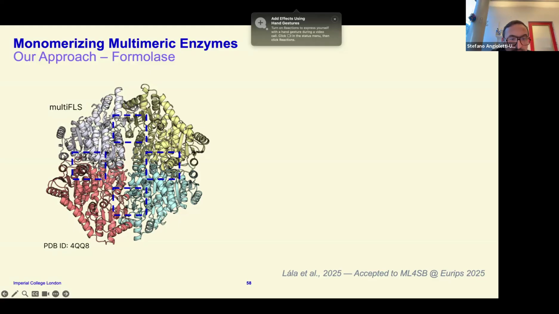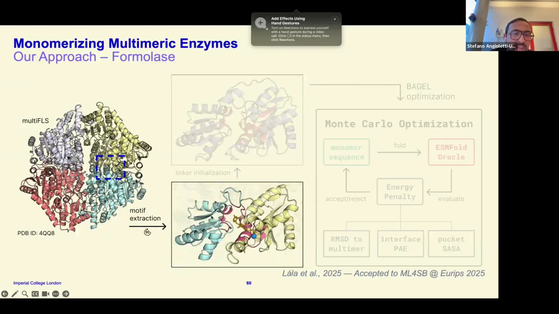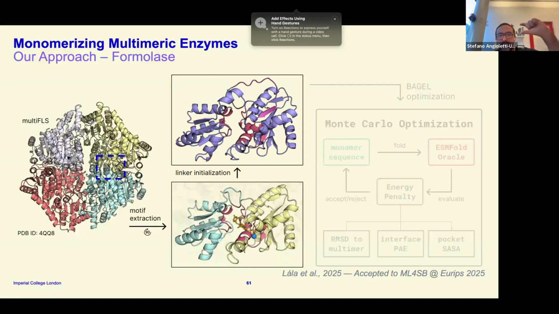So how do we do it? Well, we do the following. We take the interface region, and we extract it. Extracting just means literally that we take the two different chains and we just take the amino acids corresponding to the region at the interface. We stitch these two chains that are physically separate together with a so-called linker. A linker is just another sequence of amino acids.